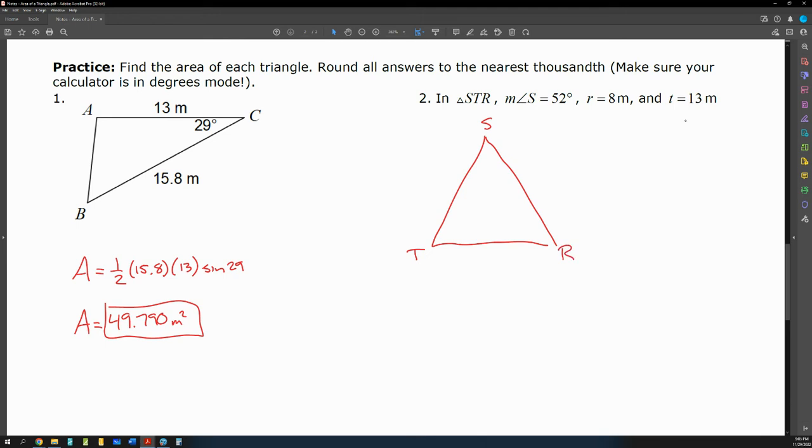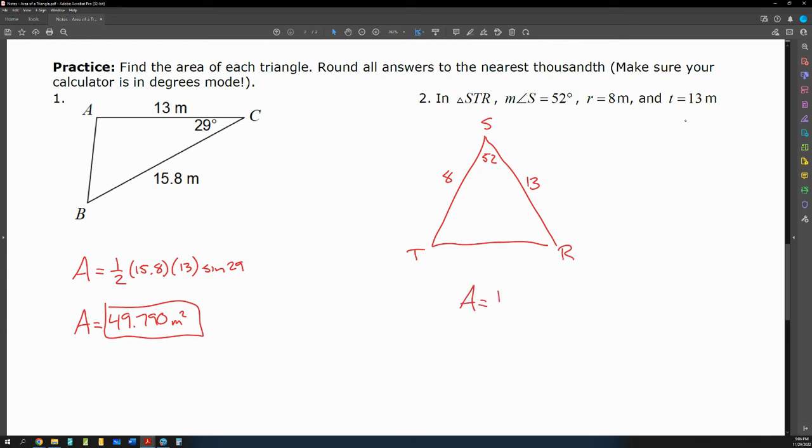And then we know that angle S is 52 degrees. Side length R, which is across from angle R, is 8 meters. And side length T, which is across from angle T, is 13 meters. So we have side angle side. We're ready to use our area formula.